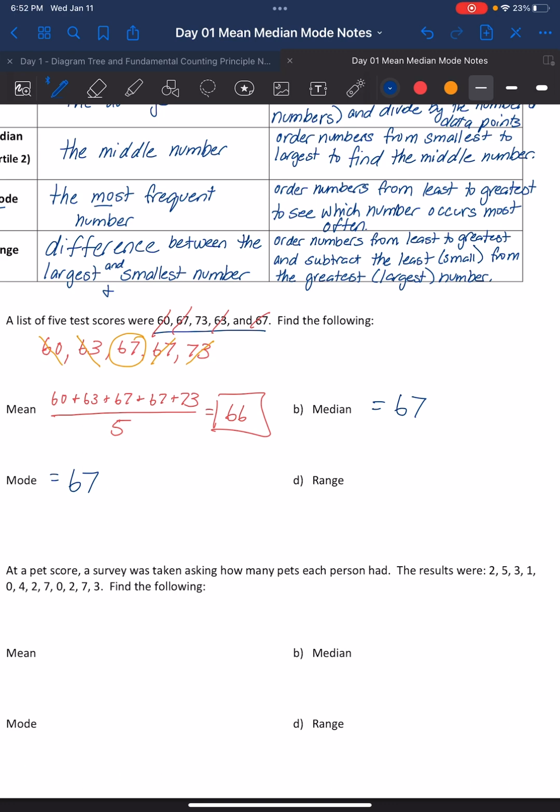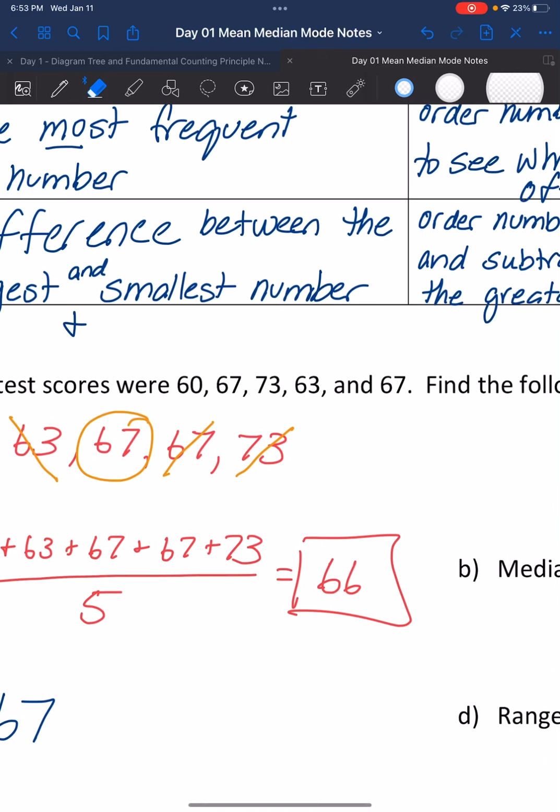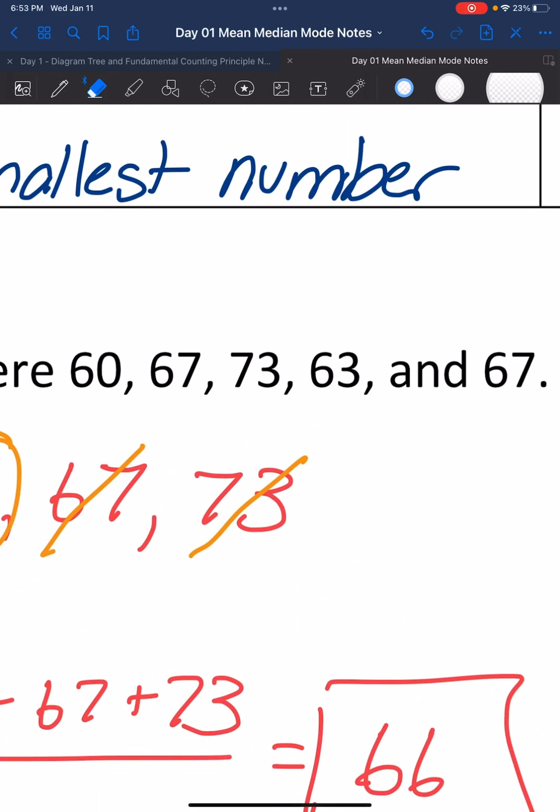Okay? Range, remember, I'm looking for the difference between the largest and the smallest number. Now, I want you guys to notice something. I'm going to erase my notes here, up here at the top. When I'm looking at these numbers right here, if I were to have gone, okay, here's my largest number, here's my smallest number, and I subtract those, what do I get? Well, I would get a range of 7.